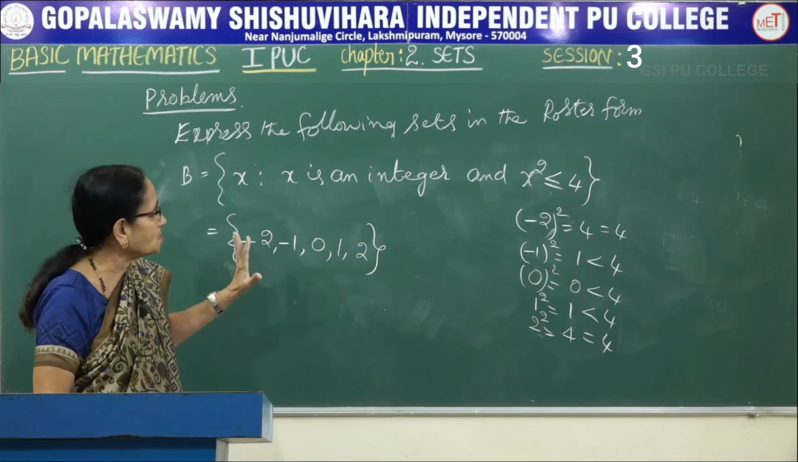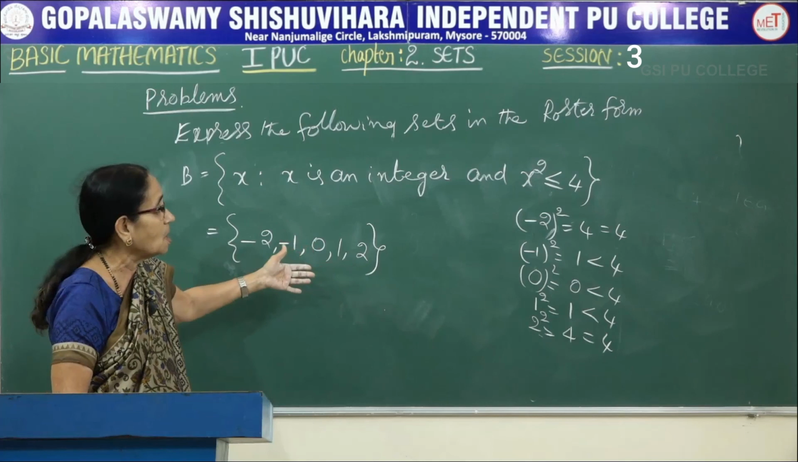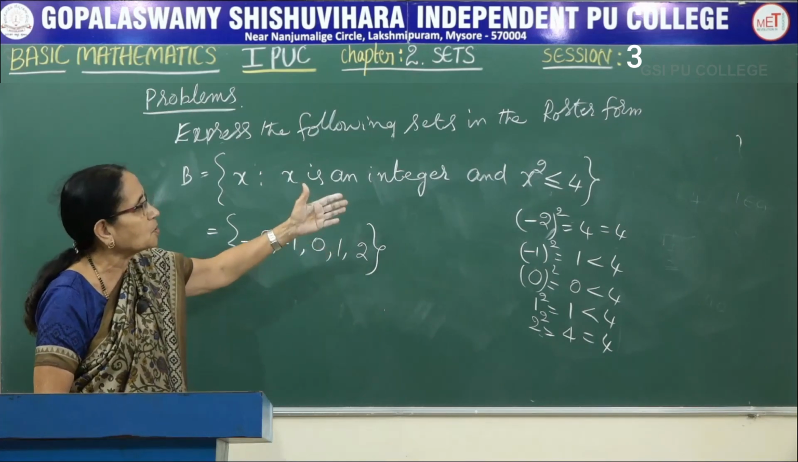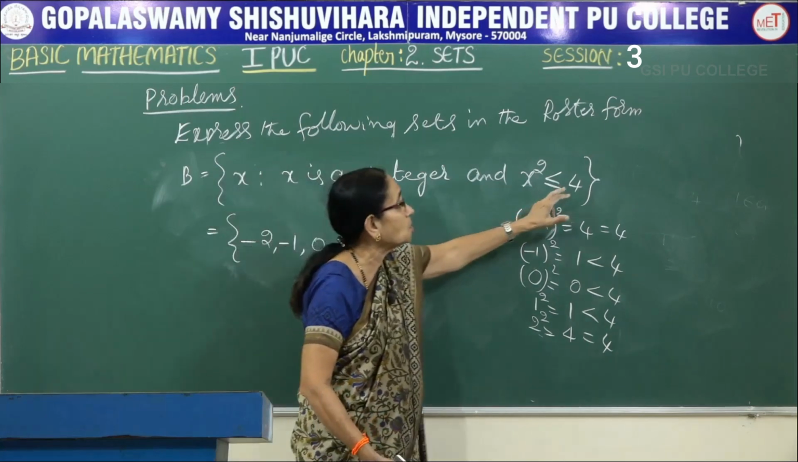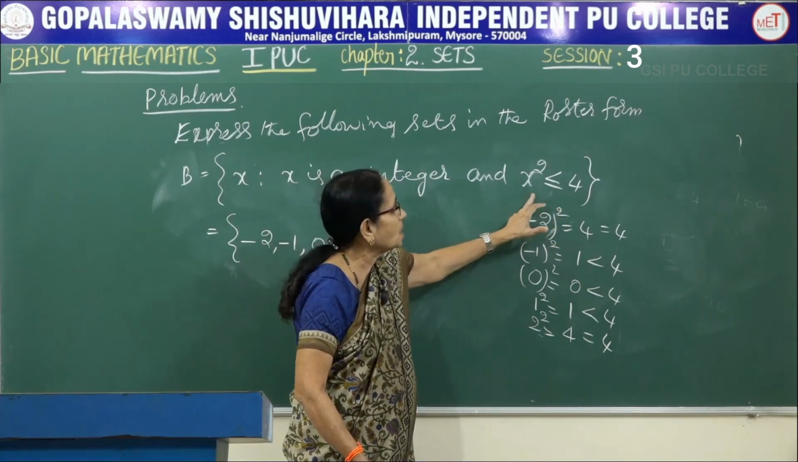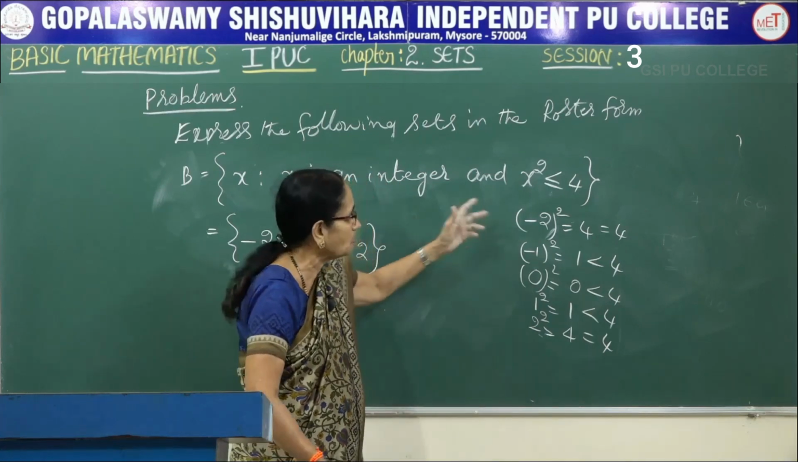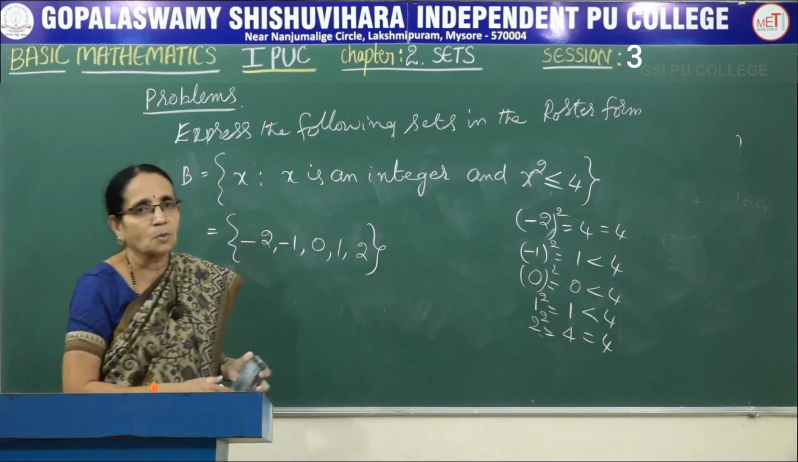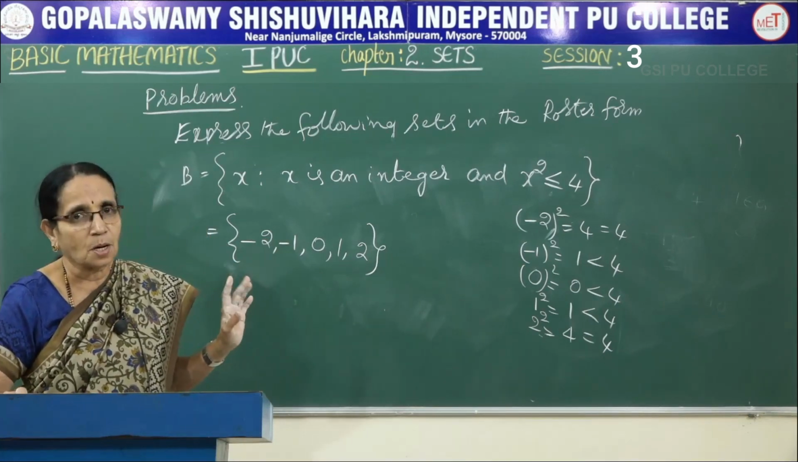If you simply say x is an integer, you have to simply write all the elements of Z, the standard set. And one more condition is given, x square less than or equal to 4. Suppose I had given x square less than or equal to 9. In that case, minus 3 whole square would come and here plus 3 whole square would come. So, depending upon what number has been given and using the condition, you could write all the values here.